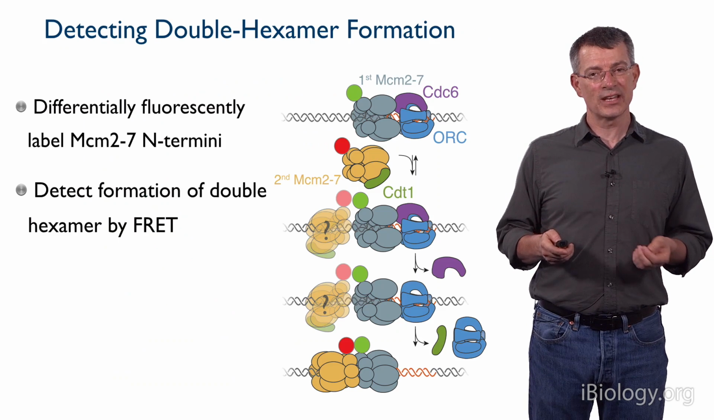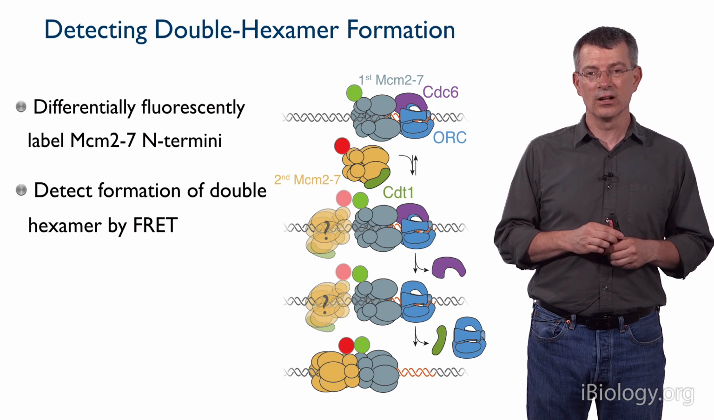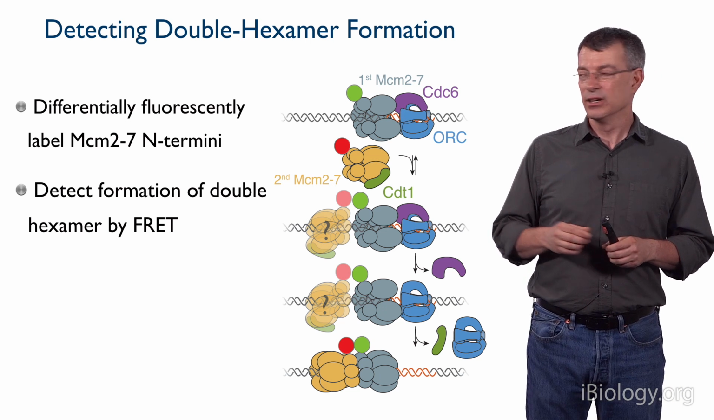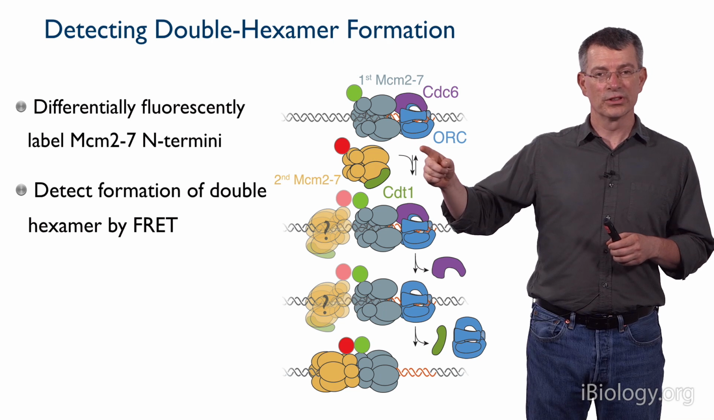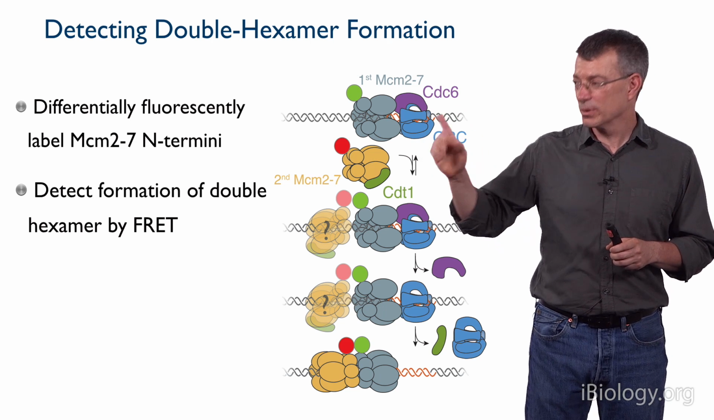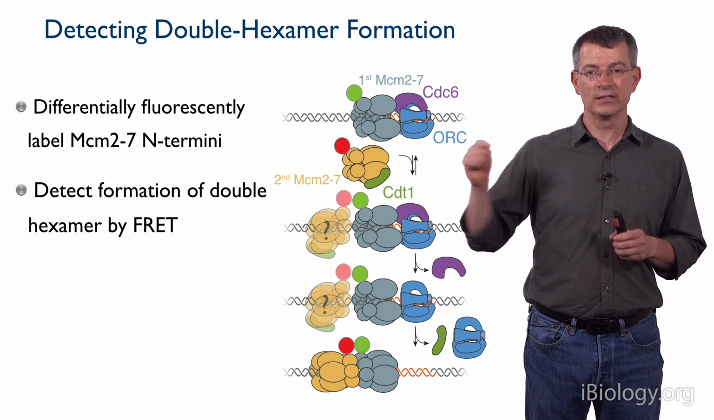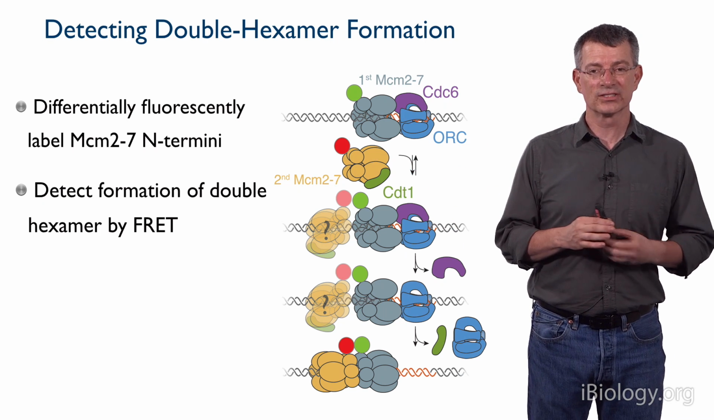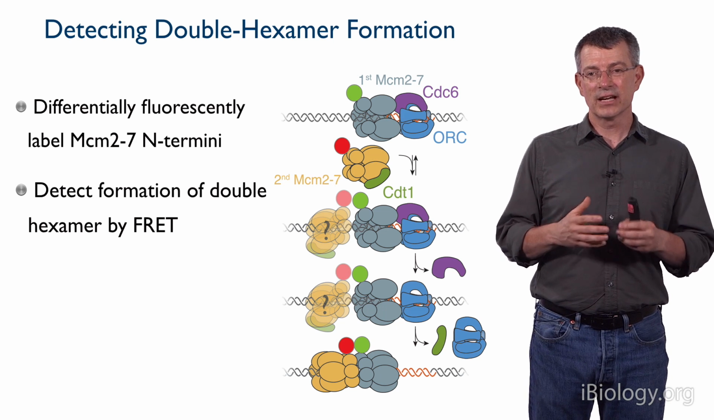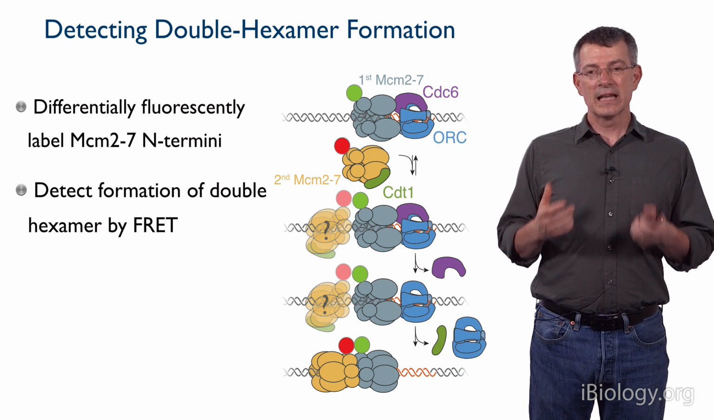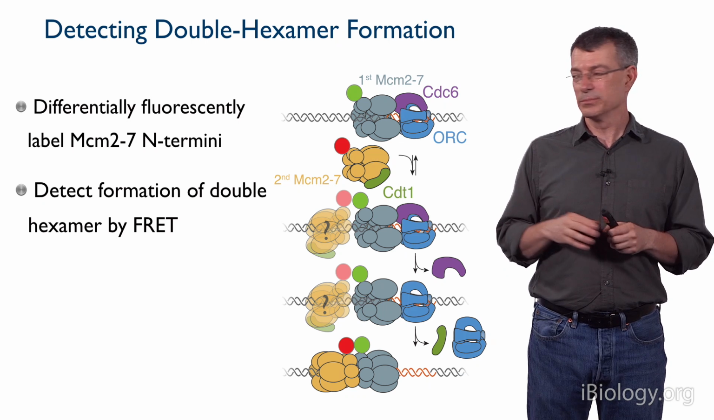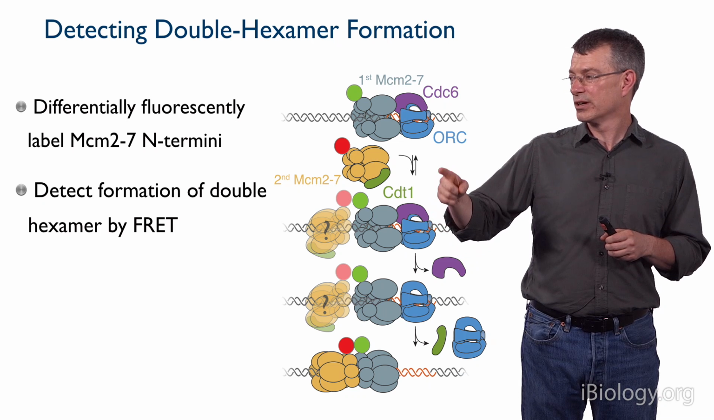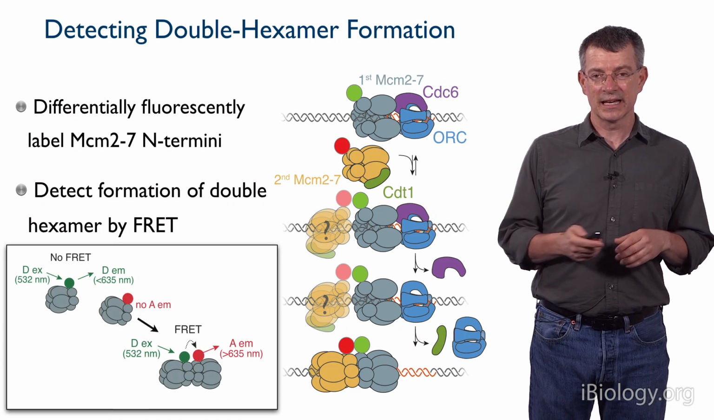And in order to address that more, Samina turned to something called fluorescence resonance energy transfer. And so what she did was to label one population of MCM proteins with a green or donor fluorophore, and a second population with a red or acceptor fluorophore. And it turns out you can use these two as a molecular ruler, and when the double hexamer comes together, you will see a different level of what's called FRET than you will when they're apart. So let me illustrate that here.